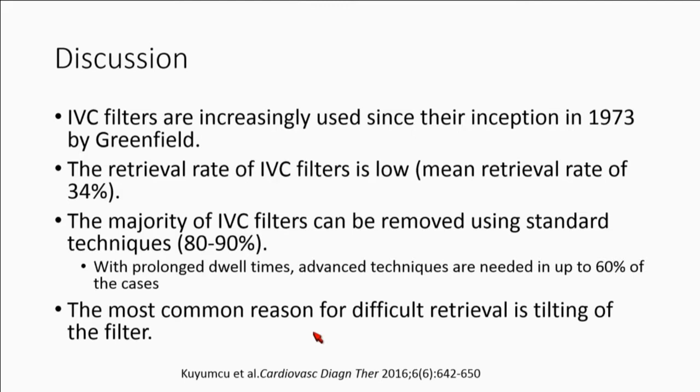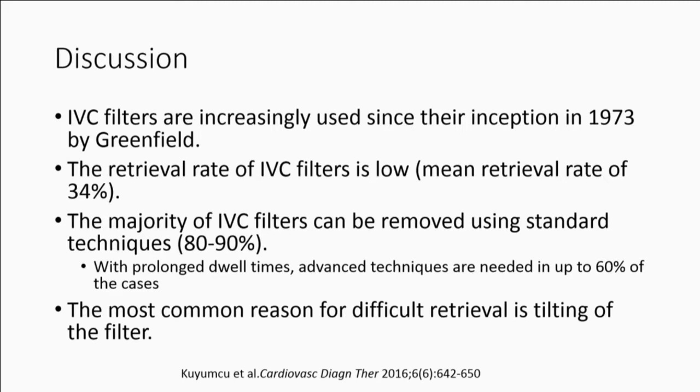So IVC filters have been increasingly used since their inception in 1973 by Greenfield. In fact, IVC interruption has been in place since the late 1800s. The retrievable IVC filters were first FDA approved in 2003. The retrieval of IVC filters is very low, with a mean retrieval rate of 34%, and in cancer patients this goes to less than 2%. The majority of IVC filters, if retrieved within a short period of time, can be retrieved using standard techniques in up to 90% of the cases. But with prolonged dwell times, advanced techniques need to be used in up to 60% of the cases.